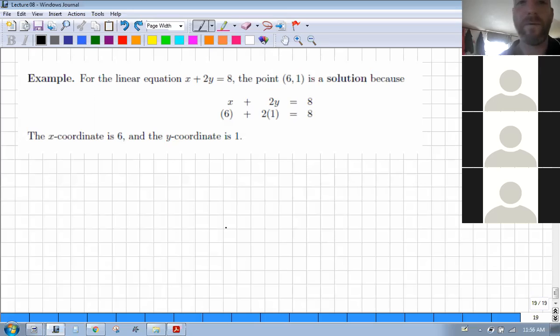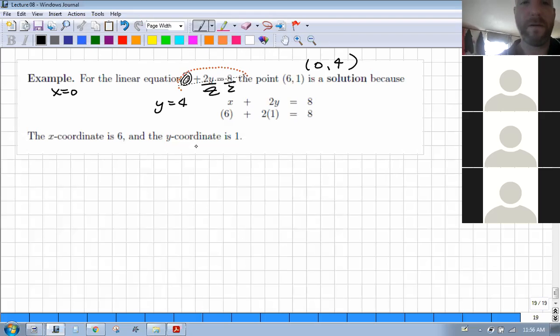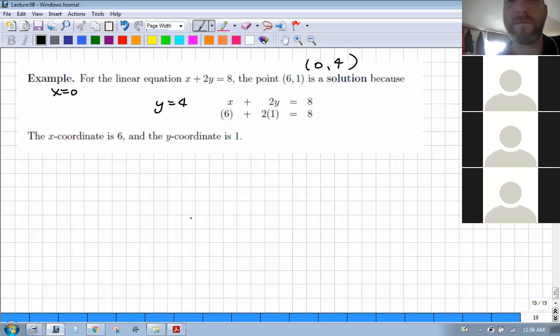Okay. What if I plugged in a 0 for x? Then I would have 0 plus 2y equals 8. I divide both sides by 2, and I would have y equals 4. So (0, 4) is also a solution, right? Because if I plug in 0 for x, y is going to equal 4. So again, there's an infinite number of solutions and they all look like this, coordinate pairs.